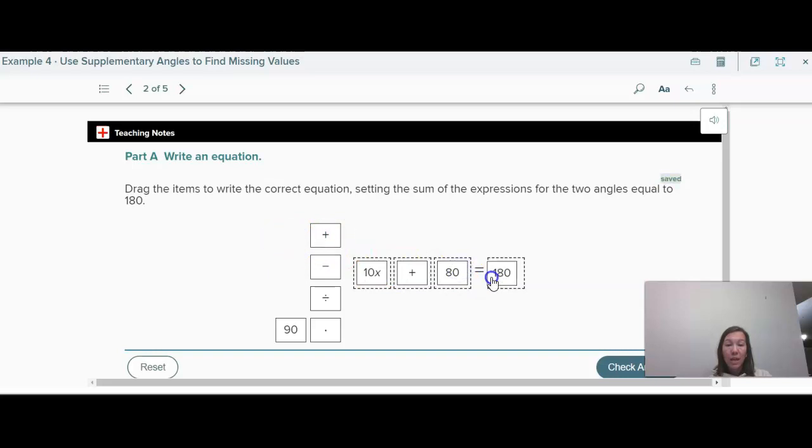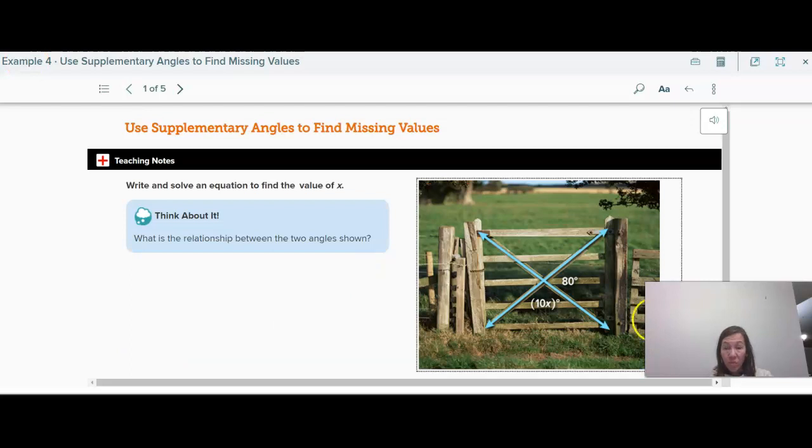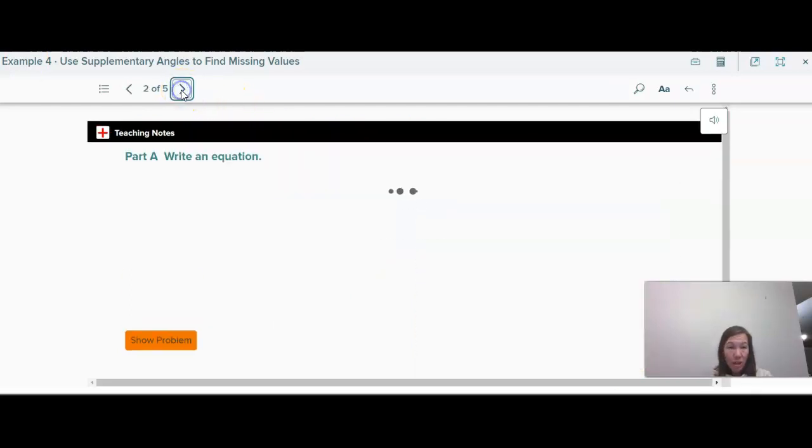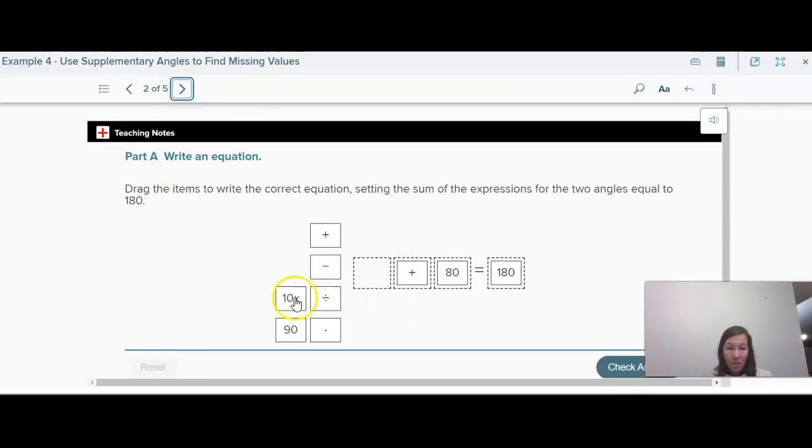So one of those is 10x, one of those is 80, and oops, did I write that wrong? 10x, what is that? Hold on a second. Okay, I'm not crazy. It is a 10, so I don't know why it's saying it's incorrect. So let's try again, because it's not 90. 10x plus 80. Okay, there we go. That was weird.